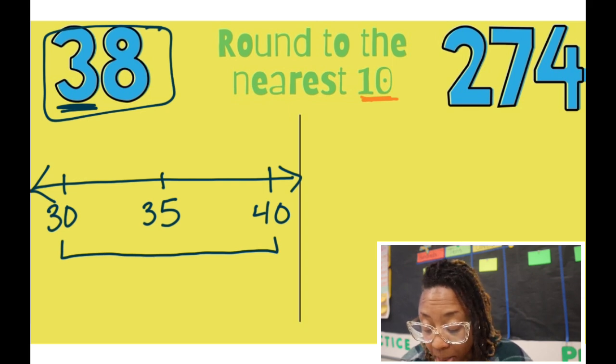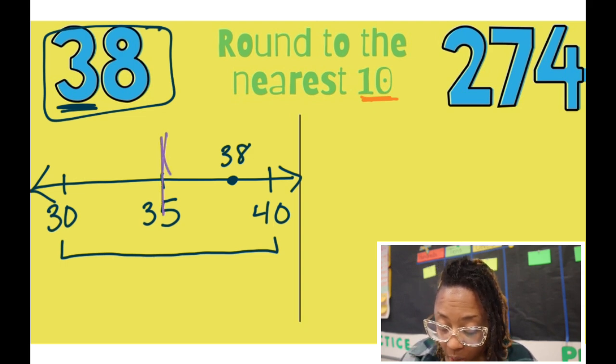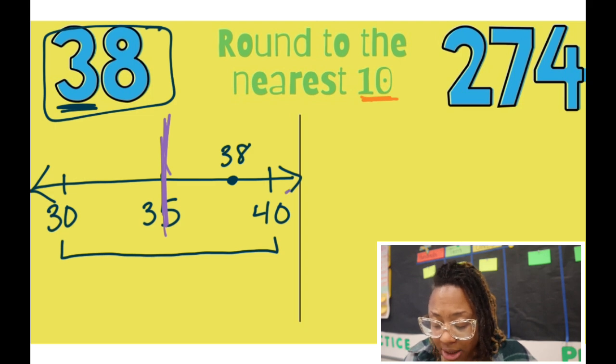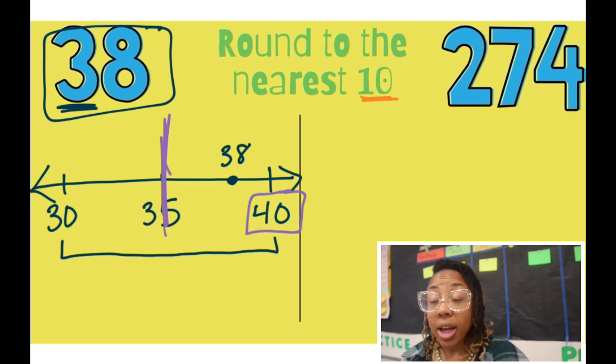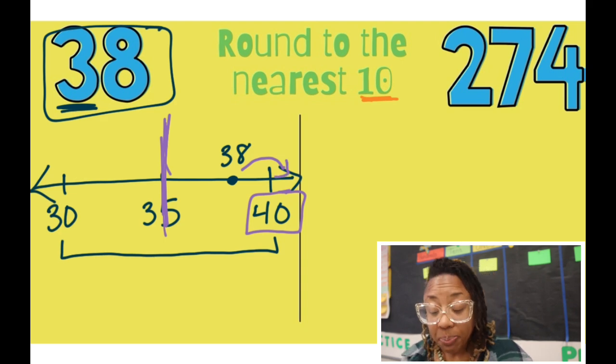I know that 38 is above my halfway mark of 35, so 38 is probably right around here. And I can see 2 things. I can see that it is greater than my halfway mark, which is right here, as well as the fact that it is closer to 40 than it is to 30. So 38 rounds up to 40.